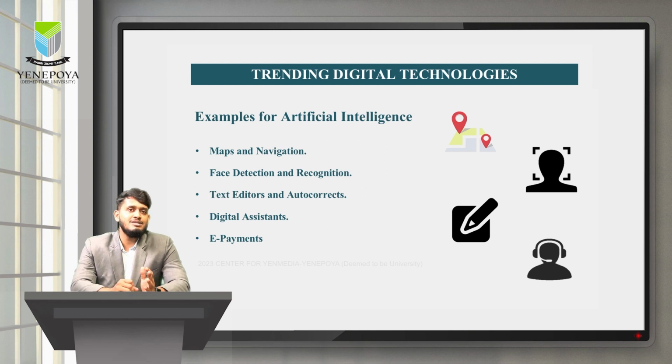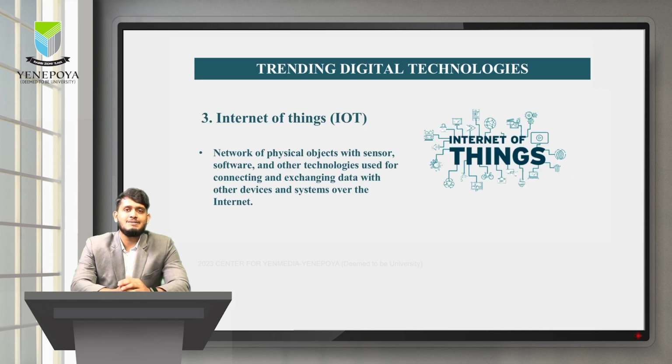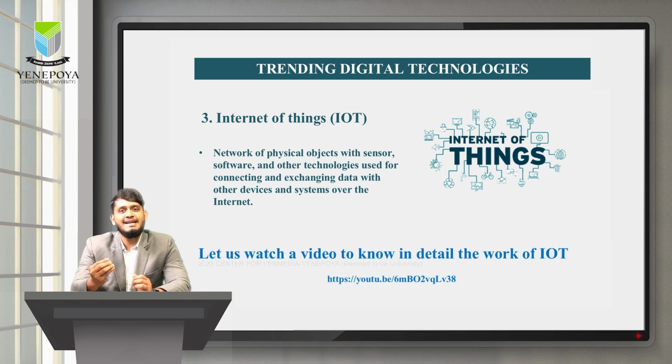Moving on to the last major trending digital technology, that is IoT, Internet of Things. Internet of Things is also a very important trending technology. It is nothing but the use of internet networks for physical objects with sensors. This enables the system to connect and exchange data with other devices and systems over the internet. For having detailed insights on IoT, let's watch the coming video, which explains how IoT works and what procedures are undergone in IoT.